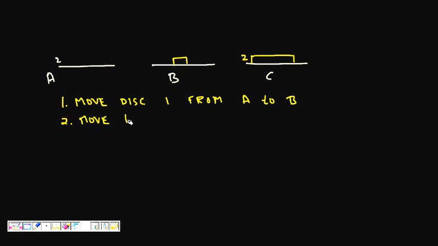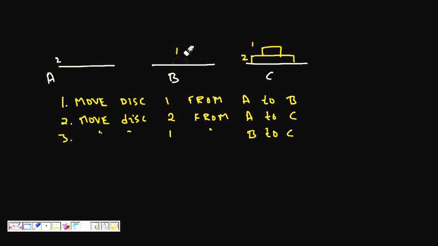So move disk 2 from A to C, okay. And then what I need to do is just move disk 1 from B to C, okay. So something like this. So move disk 1 from B to C, okay. So this way we are done, okay.